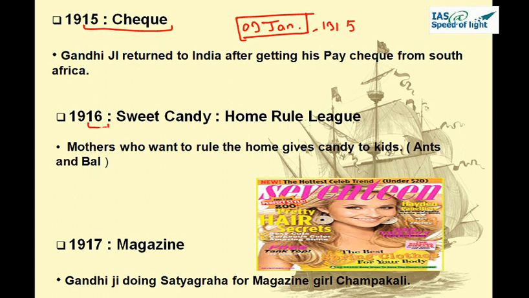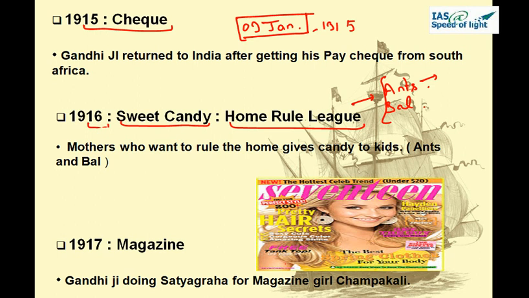16 is sweet. 16 becomes sweet candy, and it is the Home Rule League. We see the formation of the Home Rule League by ants and by ball. Mothers who want to rule the home give candy to the kids, and we saw the picture also where ants ruling the home, that is Annie Besant started the Home Rule League, and then Bal Gangadhar.